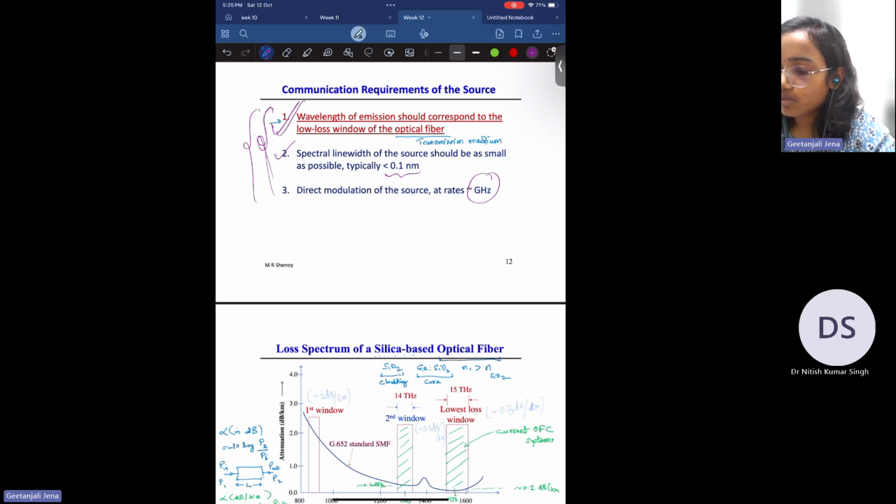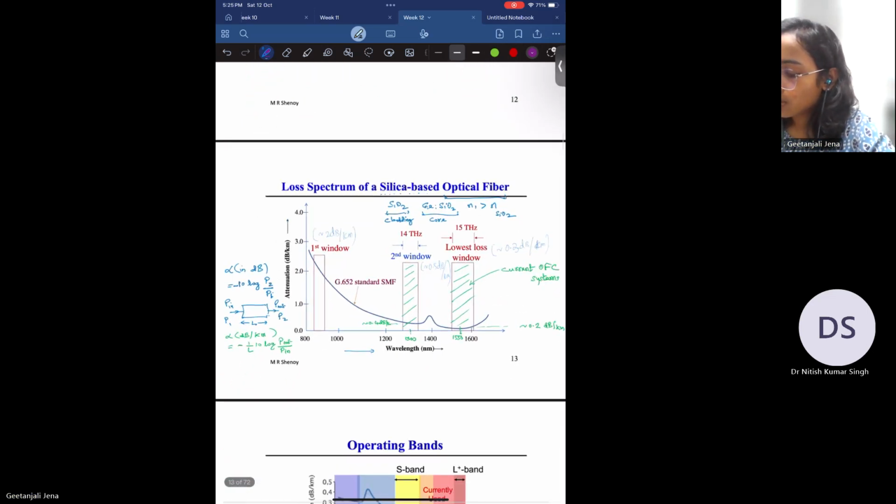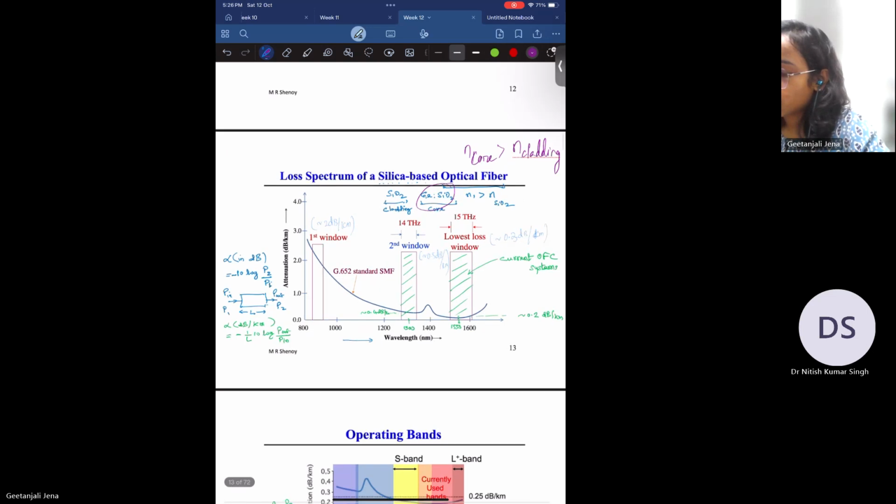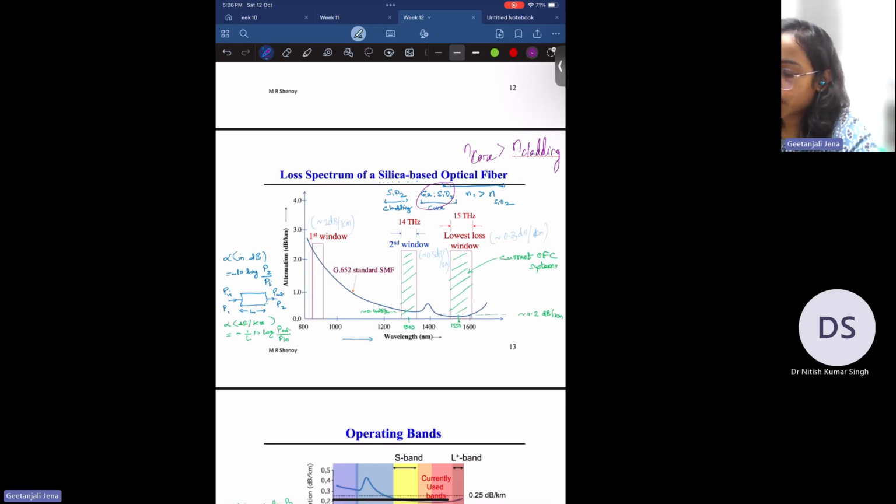Now let us see the first requirement, that is, the emission wavelength of the source should correspond to the low loss window of the optical fiber. This is the typical loss spectrum of a silica based optical fiber. If you recall, the optical fiber consists of two layers. One is the core, where we dope the core layer so that the refractive index can be increased, and the cladding, which is typically of silica only. So n1, n core, is greater than n cladding when you dope the core by, let's say, germanium. This figure shows the loss spectrum of this silica based optical fiber.